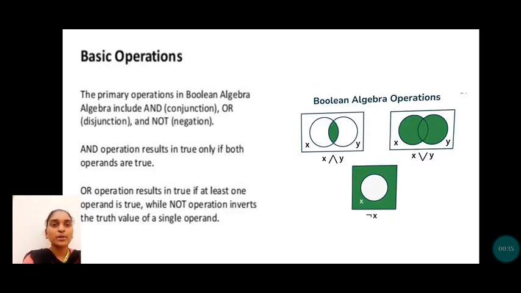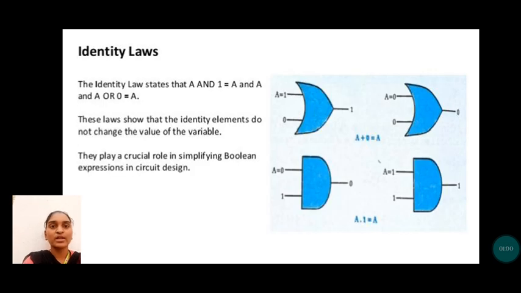Basic operations. The primary operations in Boolean algebra include AND, like conjunction, OR, like disjunction, and NOT, negation. The AND operation results in true only if both operands are true. The OR operation results in true if at least one operand is true, while the NOT operation inverts the truth value of a single operand.